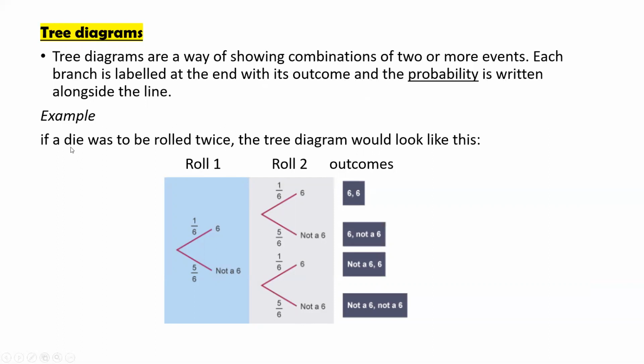I'm rolling a die twice. That means you need to roll two times. One time, the second time. You can see how they put the probability in this tree diagram, so that we can easily identify what is the outcome.